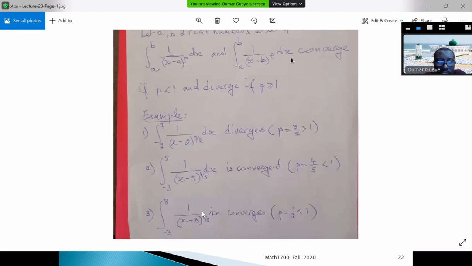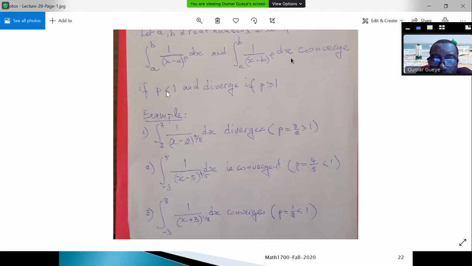Last case. This one is similar too, even if you don't see a minus sign, because here we have -3, so my a equals -3. That's why it becomes x minus -3, which is x + 3. Again, you can conclude this integral is convergent because p equals half, which is less than 1. That's exactly what the second p-test says.